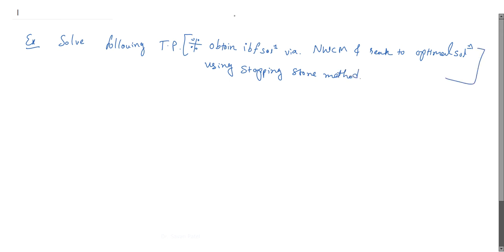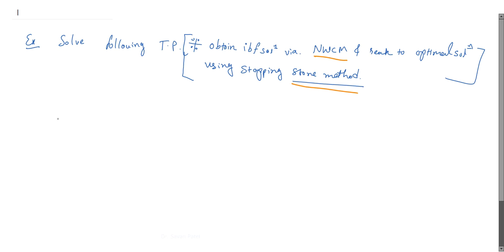Okay, this is in brackets. Now, why is this in brackets? I want to use the stepping stone method. Otherwise, in some problems, you may directly lead to the optimal solution, and you will not learn how to apply the stepping stone method. In the exam, if you are forced to obtain the initial basic feasible solution by the northwest corner method, then you must go via this channel: obtain the initial basic feasible solution via the northwest corner method and reach the optimal solution via the stepping stone method. Then only you will get marks.